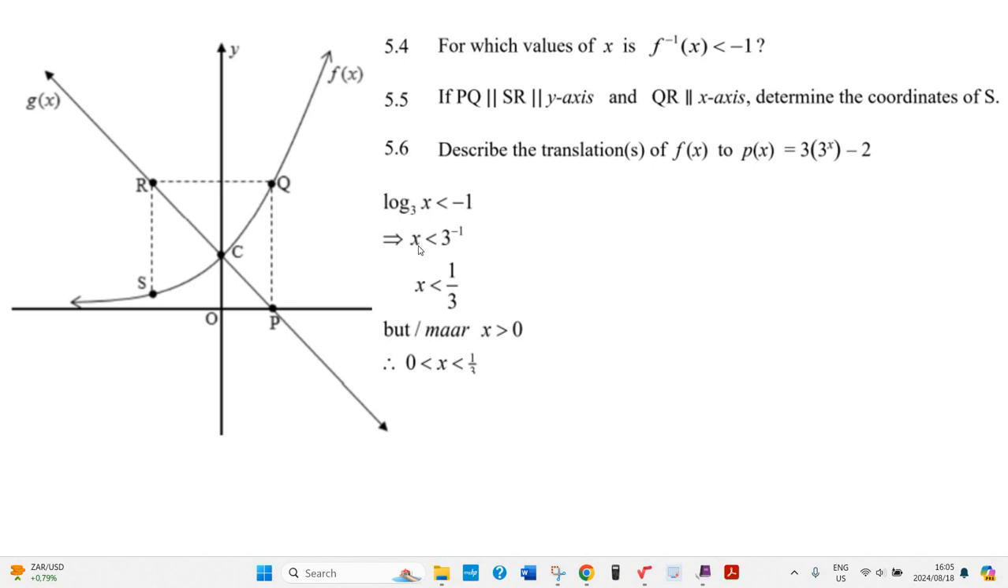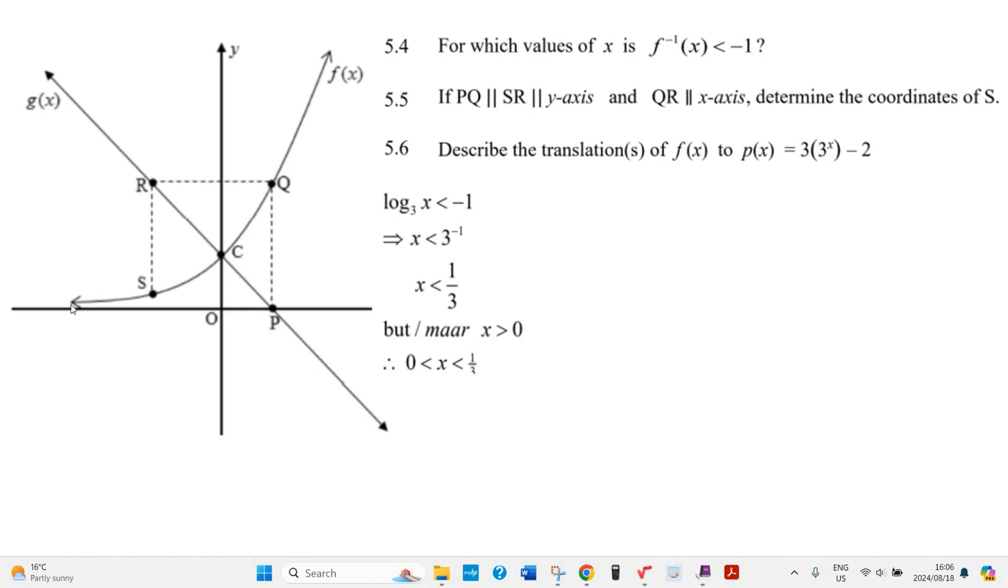The inverse was x equals 3 to the y. Well, instead of y, put in a minus 1. And they're interested not when x equals 3 to the minus 1, but when it's less than 3 to the minus 1. So the answer is x is less than 1 over 3. So those are the values of x where it'll be less than negative 1. One of it's x is less than negative 3.